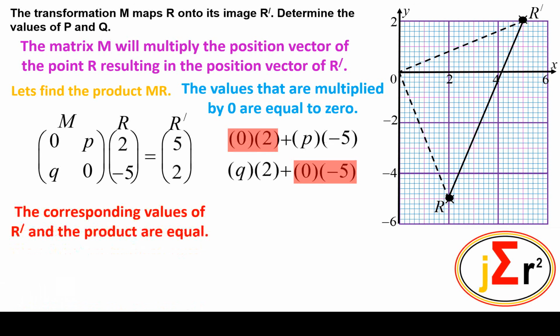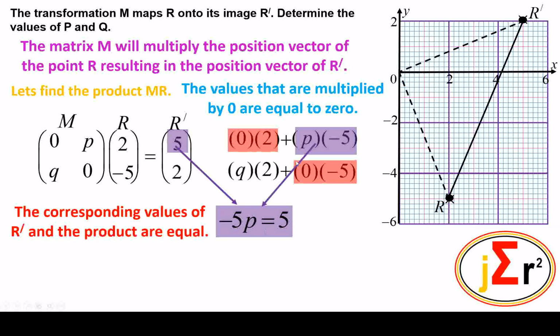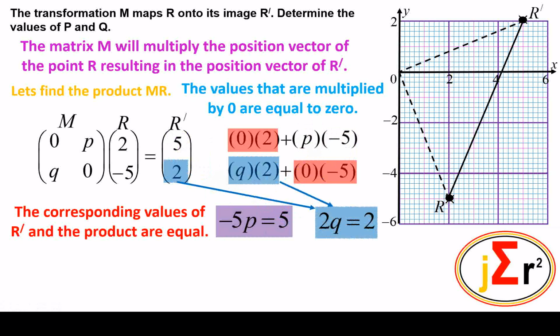The corresponding values of R prime and the product are: this R prime value of 5 will be equal to P times -5. -5P is equal to 5. This will be -5P, that is equal to 5. And of course, what we have there, Q times 2 is 2Q, and that will be equal to 2.